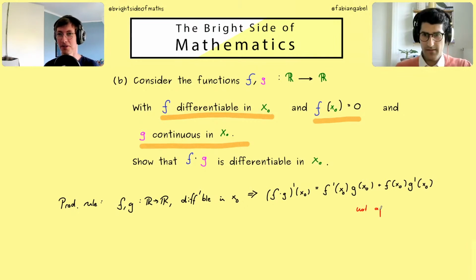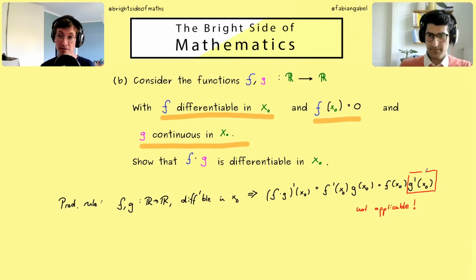Why not? What is not given here? Let's check. We have the differentiability of f given here, but we only have continuity of g. And we need differentiability because if we look at the rule, we use the derivative. The rule already says it in the assumption on the left, but you also see it on the right. The rule does not make sense if you don't have differentiability at x0 for g as well.